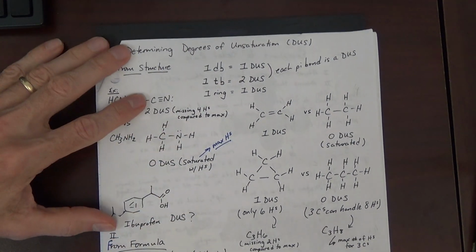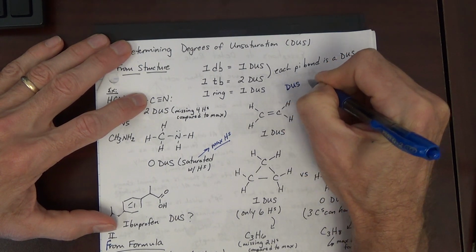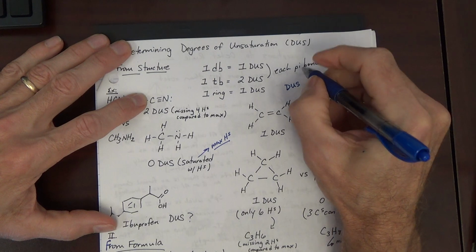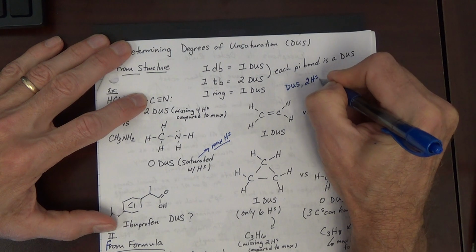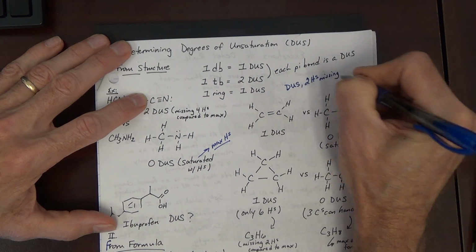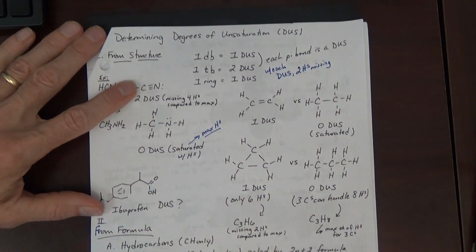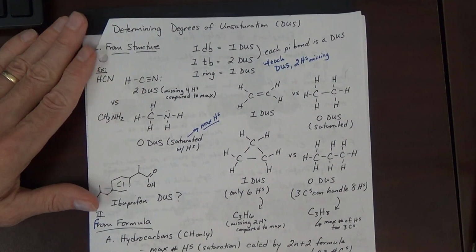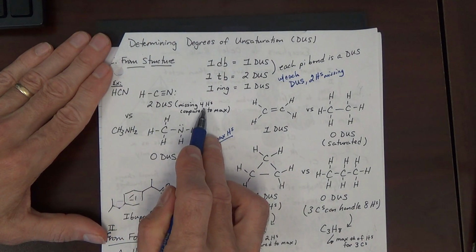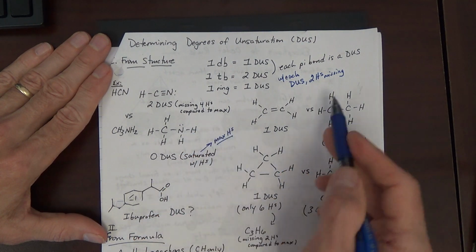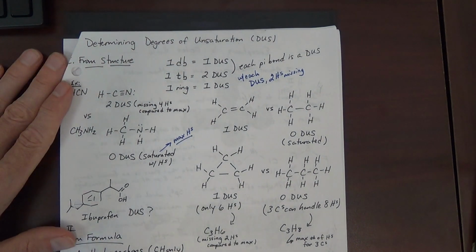And one thing we need to know is for every DUS, we can say 2 H's missing. With each DUS, 2 H's missing. Now this is probably going to be stated down below. 2 DUS means there's 4 H's missing compared to max. Okay, let's do some other examples.